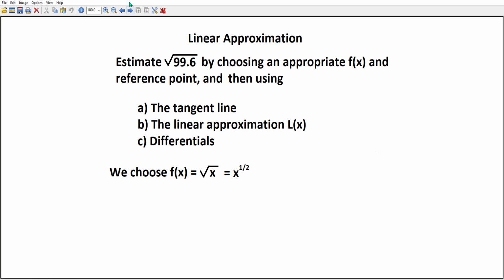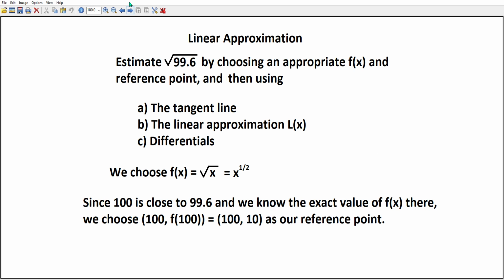Now, a good choice for f of x is the square root of x, as we're trying to calculate the square root of 99.6, so the square root function is a natural choice. Now, what we need is a reference point. A reference point is a point close to where we want to know the answer, where we actually know the answer exactly, and that's when x is 100, since 100 is close to 99.6, and we know the exact value of f of x there, namely 10. We choose x equals 100, f of 100, which is the point (100, 10), as our reference point.